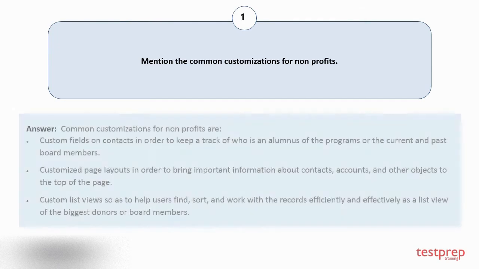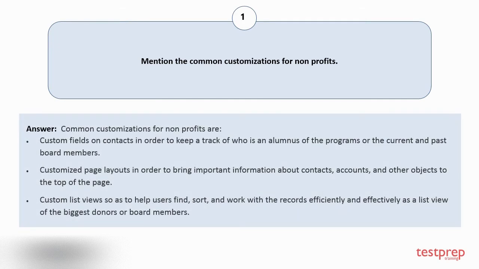Your answer is: common customizations for nonprofits are 1. Custom fields on contacts in order to keep track of who is an alumnus of the programs or the current and past board members. 2. Customized page layouts in order to bring important information about contacts, accounts, and other objects to the top of the page. 3. Custom list views so as to help users find, sort, and work with the records efficiently and effectively, such as a list view of the biggest donors or board members.